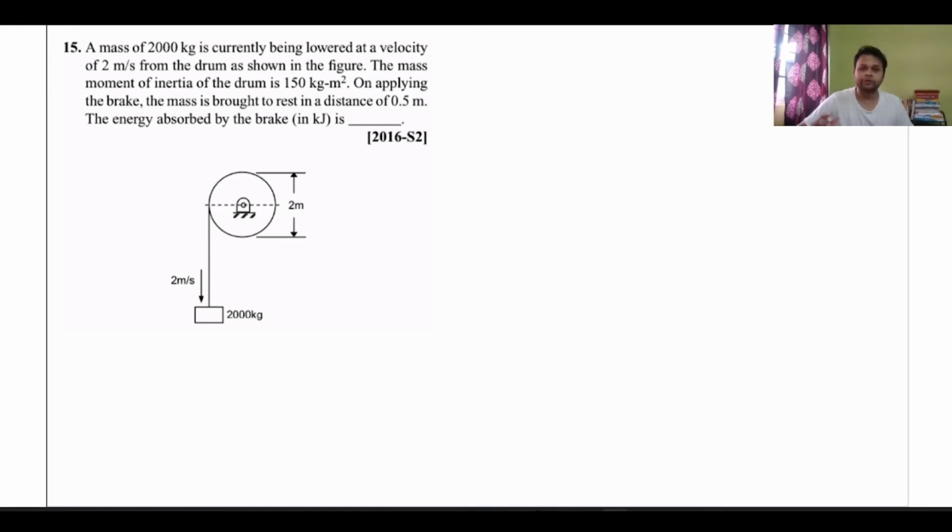Okay, very fantastic, very conceptual question. Now, what kind of energy is being absorbed by the brake? Can I say the kinetic energy? It is brought to rest. So the total kinetic energy of the entire system was absorbed by the brake, isn't it? So I can say the energy absorbed by the brake is nothing else but kinetic energy. Now there is a twist here. If you simply find the kinetic energy, it will not be the correct answer. I'll tell you why. So let us first find the kinetic energy. What is the kinetic energy of the block at this instant?